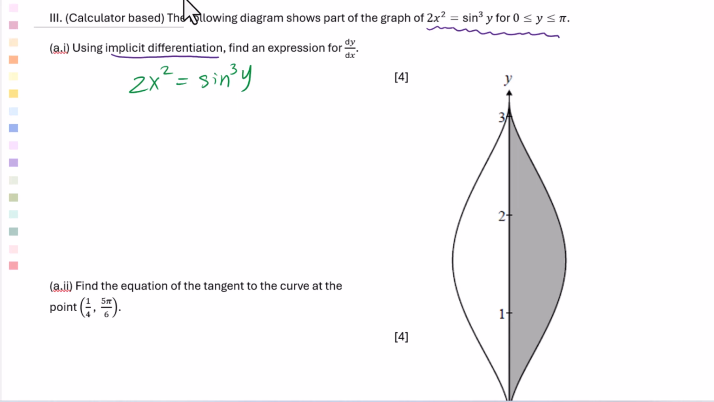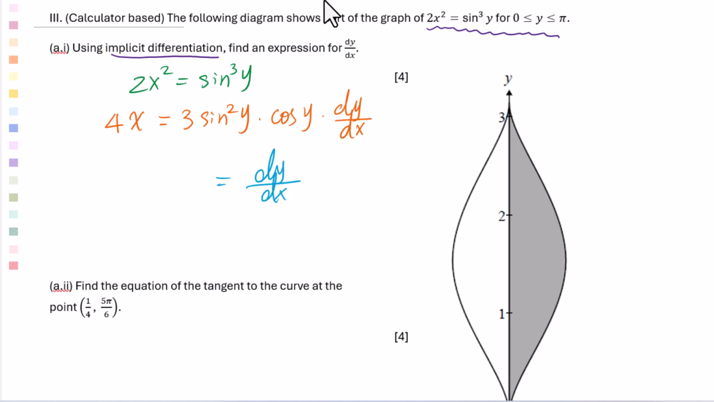We will take the derivative with respect to x. 4x equals, power rule, 3 sine squared y times chain rule, cosine y times dy/dx. So dy/dx equals 4x over 3 sine squared y cosine y.